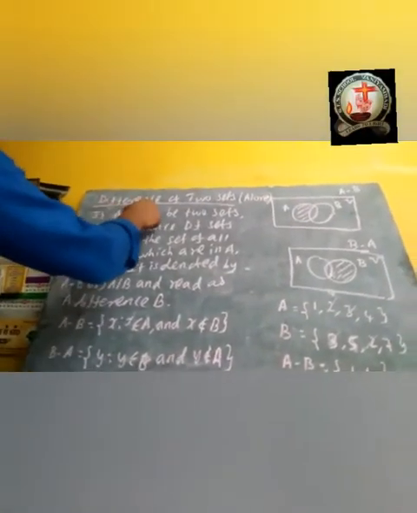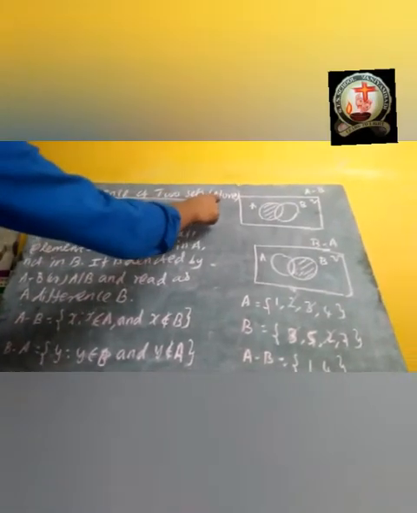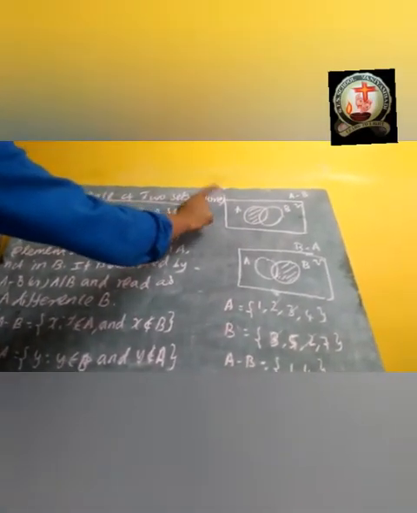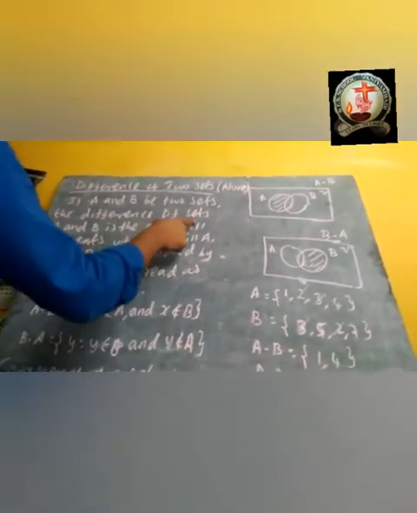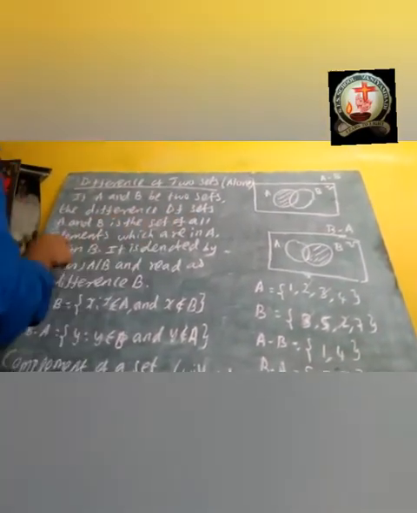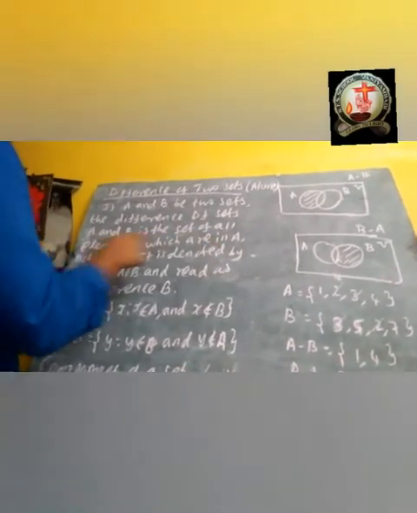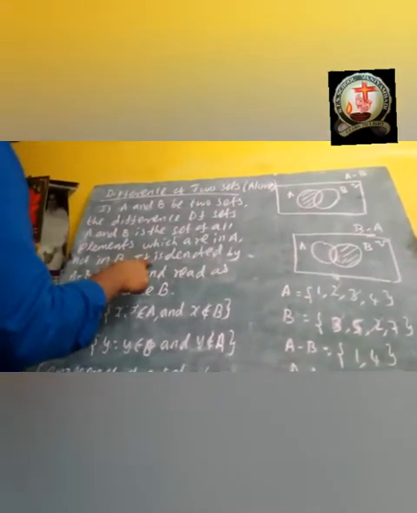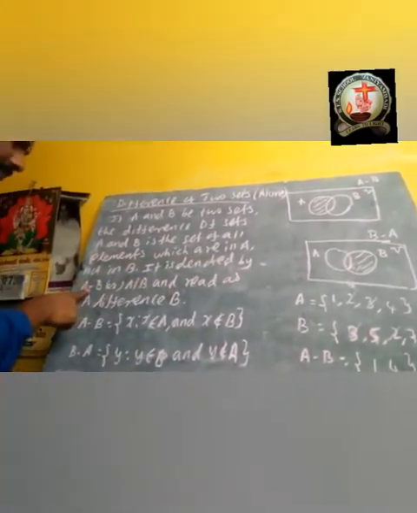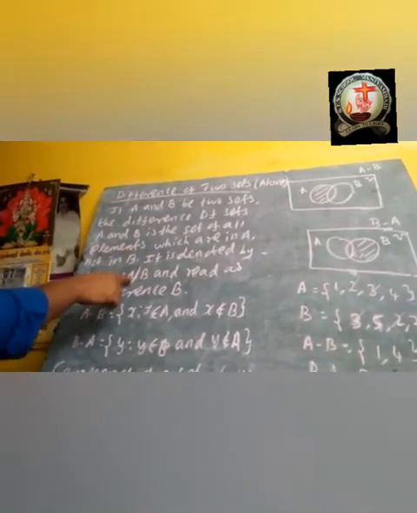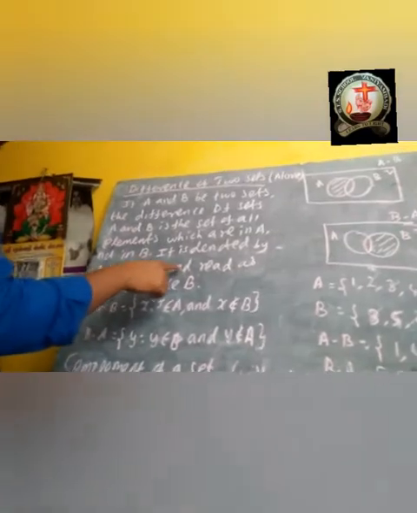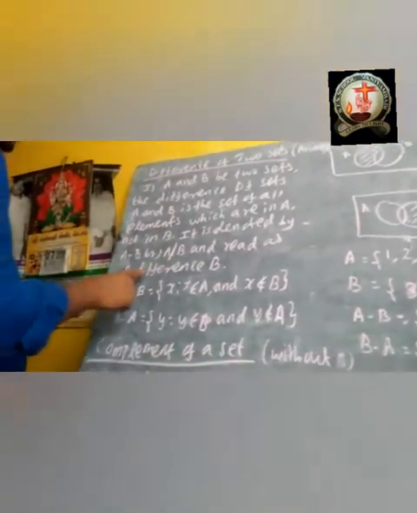Next, the difference of two sets. Here I have given one clue. See, if A and B are two sets, the difference of sets A and B is the set of all elements which are in A, not in B. It is denoted by A minus B, or this symbol also, like a fraction symbol, is called a difference. A difference B, and read as A difference B.